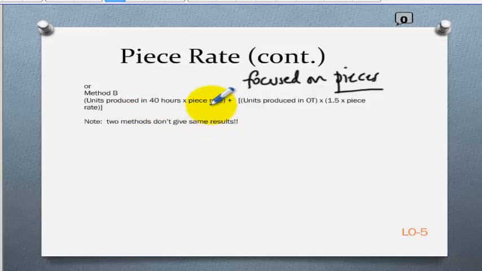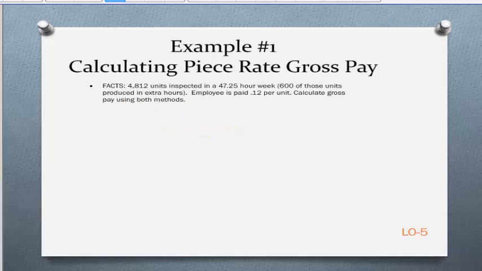So let's look at a few examples. For these examples, I give you enough information to calculate based on method A or method B, but sometimes you're only going to be given the information to do one or the other, so you might have to figure out which one you can use. Again, method A is based on hours, so if you're given hours, you're going to use method A. If you're only given pieces information, then you're going to use method B.